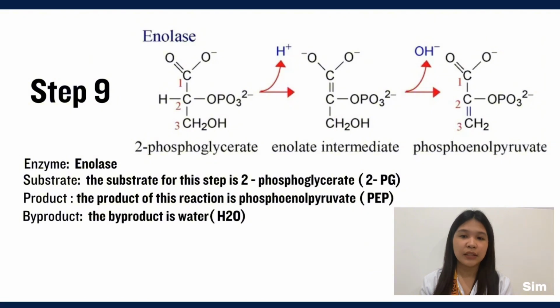Step 9 in glycolysis. Enolase is an enzyme that catalyzes the conversion of 2-phosphoglycerate, or 2-PG, to phosphoenolpyruvate, or PEP, in the 9th step of glycolysis, but it passes first through an enolate intermediate. This reaction is the removal of water. One hydrogen is removed and one hydroxyl is removed. These two combine to form water. This is the dehydration reaction between phosphoglycerate and phosphoenolpyruvate that helps set up the final energy-yielding reaction in glycolysis.